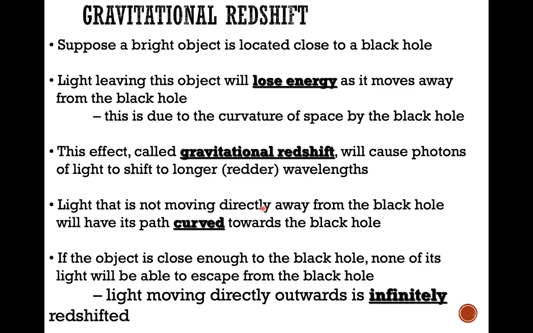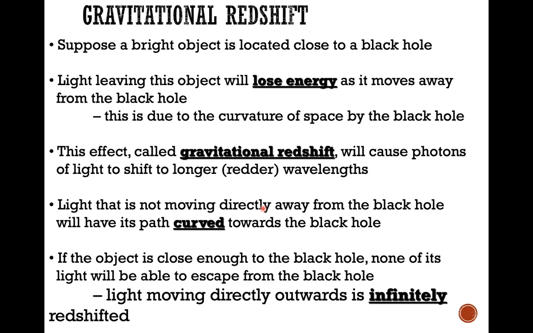The reason is that when you lose energy, energy is given by E equals hc over lambda. So when energy is reduced, the lambda should increase. The wavelength should increase. Because of that, all the wavelengths will be shifted towards the redder wavelength direction. So that's what we call gravitational redshift, and this happens due to the curvature of space-time.